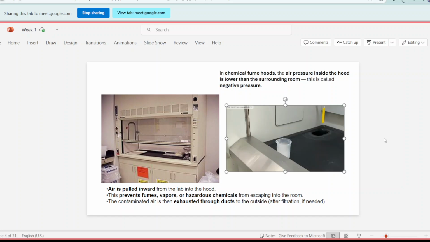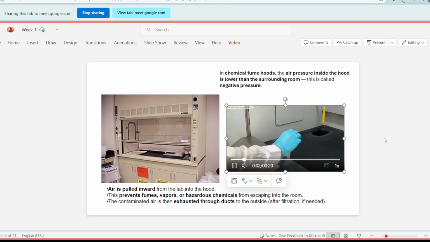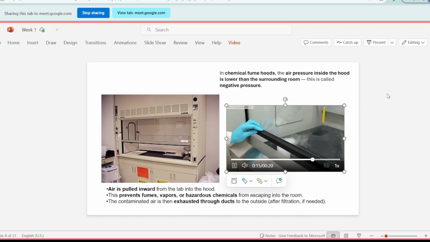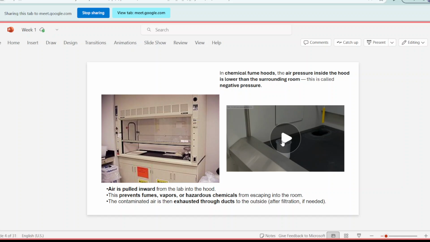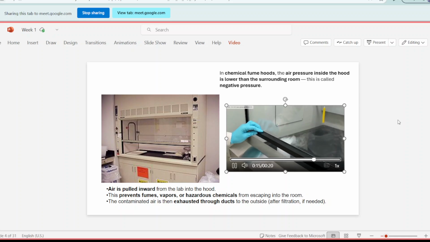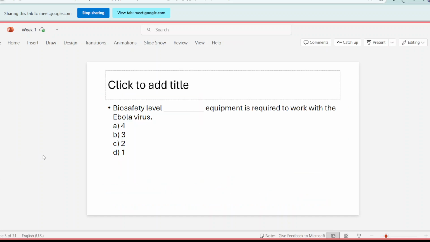This is just a small video that shows how it works. The moment you close the lid, you will be able to see that most of the fume enters inside because there is a negative pressure. It is drawn towards this region. That primarily is the difference between these three hoods. Moving on to the next question.